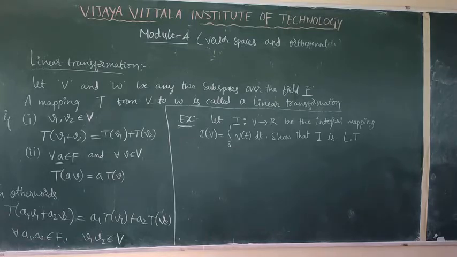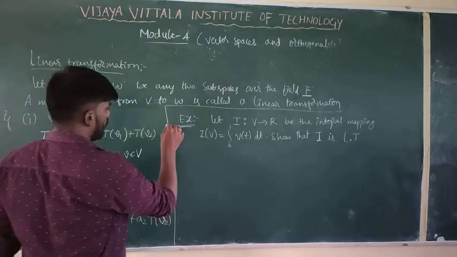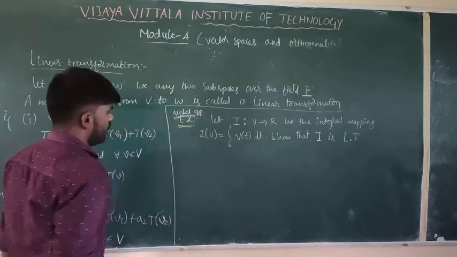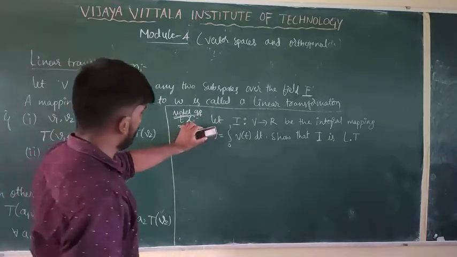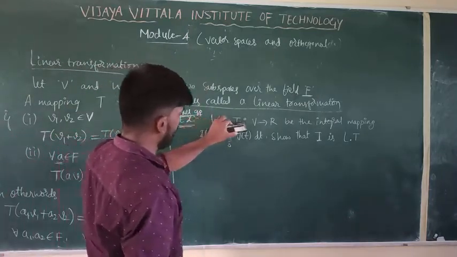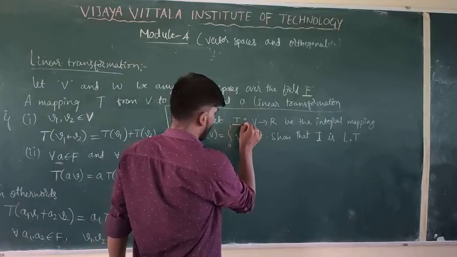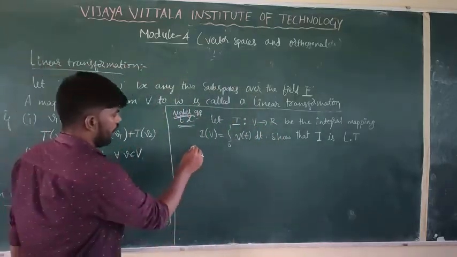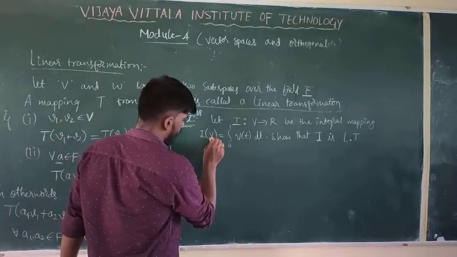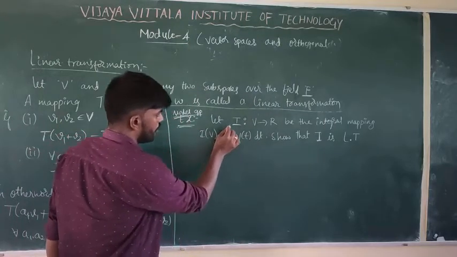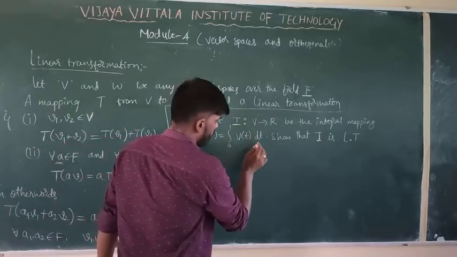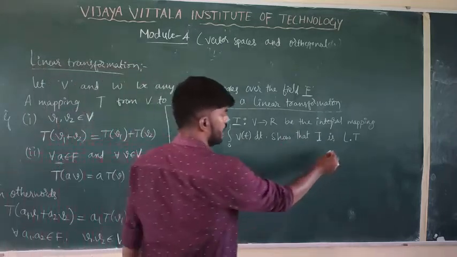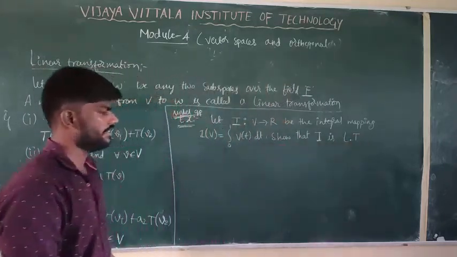Okay, we will see one example which appeared in a model question paper. The example: let I, a mapping from V to R, be the integral mapping, that is, I of v is equal to the integral from 0 to 1 of v of t dt. Show that I is a linear transformation. Shortly we write it as LT.